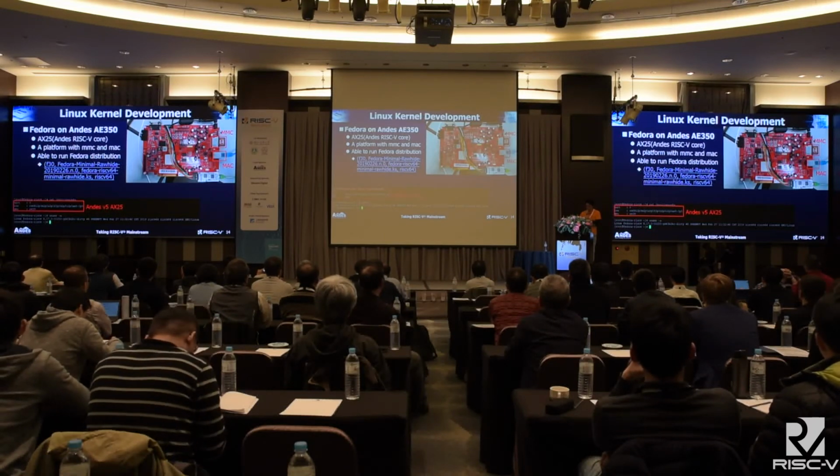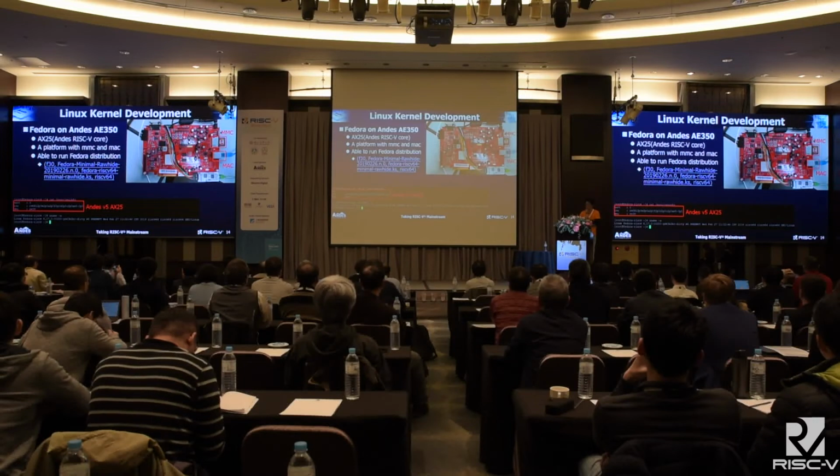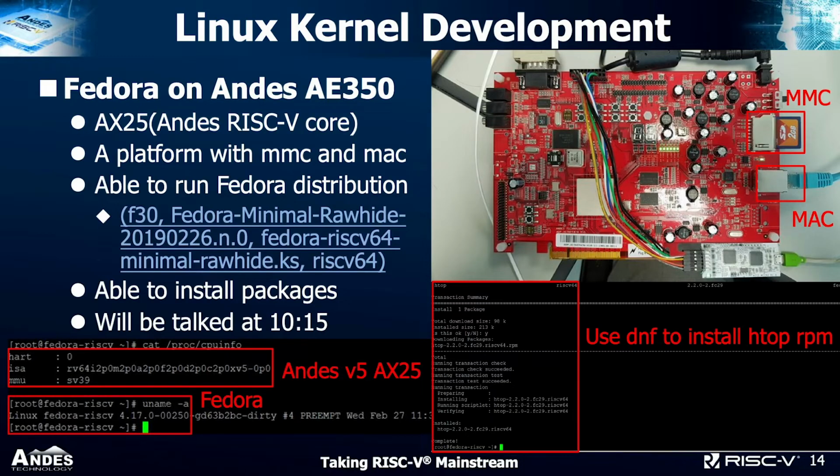So as you can see, on our V5 S25 platform, the Fedora image could run on it. And we can even install packages in it. Through the Fedora DNF command, we install an HTOP RPM in it, and it is able to run too. And Fuwei will talk more about it at 10:15.